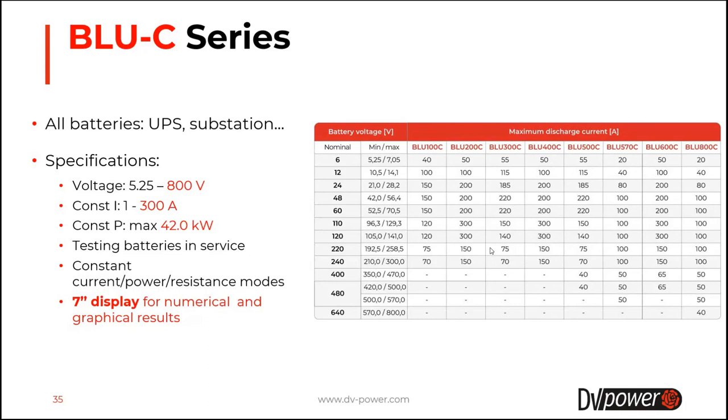They can also be used to test batteries in service with selecting one of four discharge modes: constant current, constant power, constant resistance, and constant voltage. Additionally, different battery duty cycles can be simulated using user-selectable discharge profiles. All of the results can be monitored and interpreted numerically and graphically on a 7-inch display, which means that there is no need for the use of a computer, but if you want to use it, of course, we have our DV BWin software that you can work with.